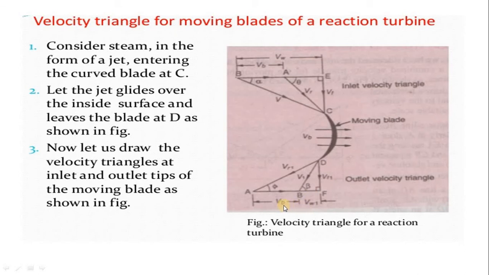In a similar way, blade velocity remains constant, that is Vb and Vb here. Also the most important thing is that the absolute velocity V is exactly equivalent to Vr1. So you can say V is equal to Vr1 here, and similarly the value of Vr is equivalent to the value of V1. So these are important modifications in the case of the reaction turbine.